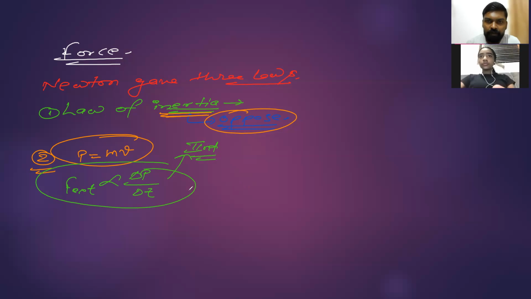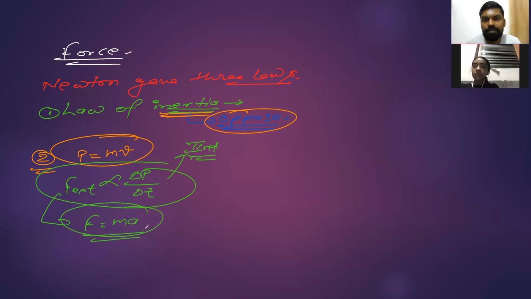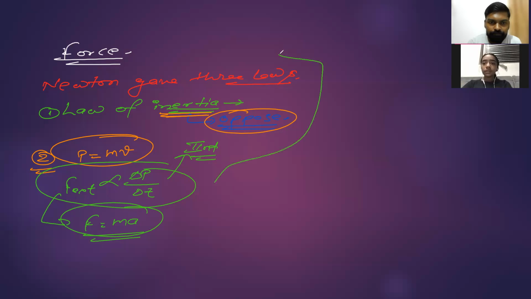Is it okay? If we derive this formula, we can find F is equal to m into a, where m is the mass of any moving object, a is the acceleration of the object, and F is the external force applied on the object. Okay, is it okay? Yes, sir. I've explained everything in the previous class. If you have any doubt in the previous lecture, you may ask. Any doubt?